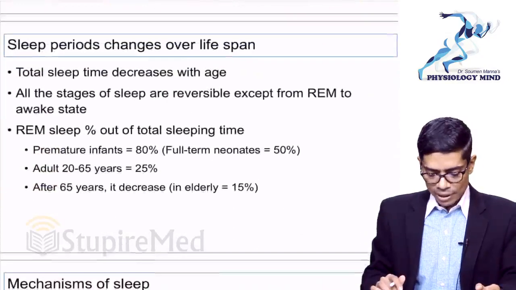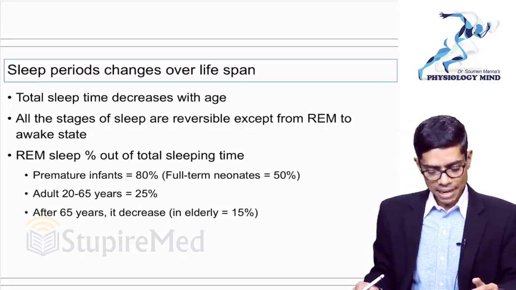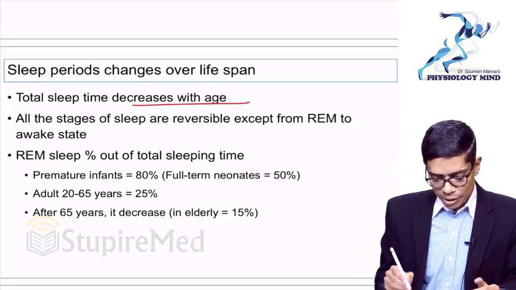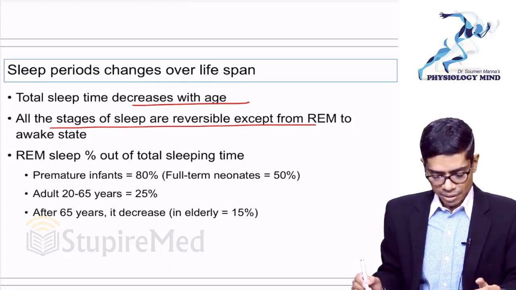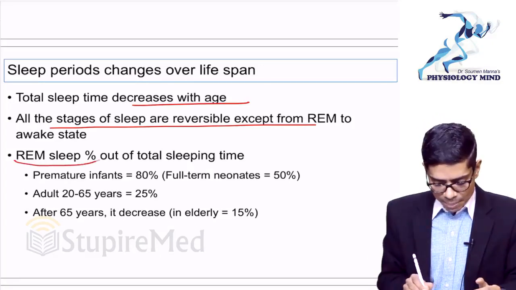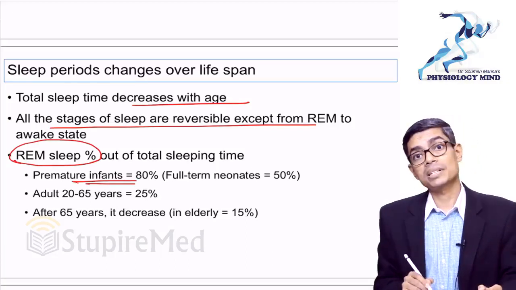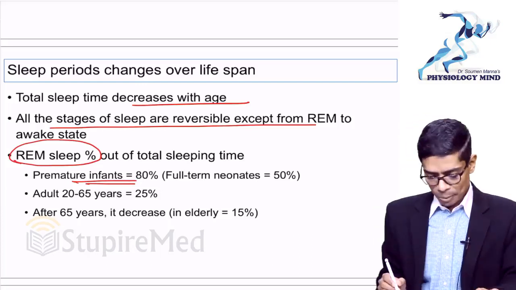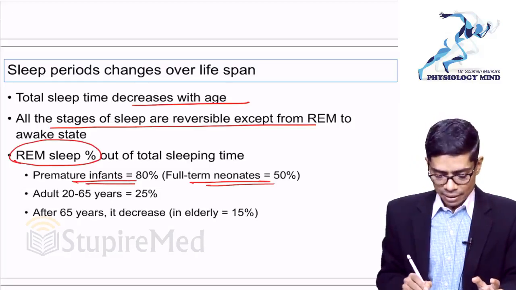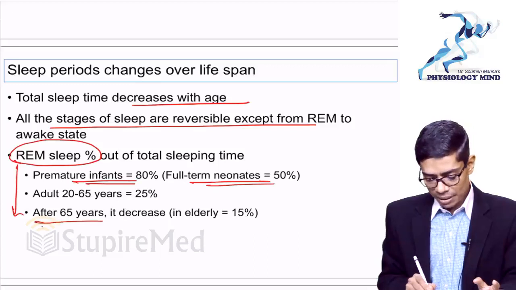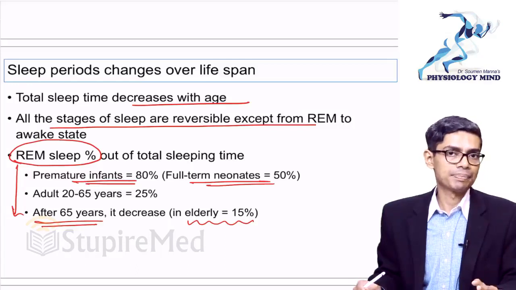Now in the next slide, certain points have been written about the changes of sleep in different periods of life. Total sleep time decreases with age. All stages of sleep are reversible except REM to awake stage, which I discussed already. REM sleep percentage is more in premature infants: 80% of the total sleep period is REM sleep. In a full term neonate, it is 50%. As age increases, the REM sleep percentage decreases. After 65 years of age, REM sleep is only 15% of the total sleep period.